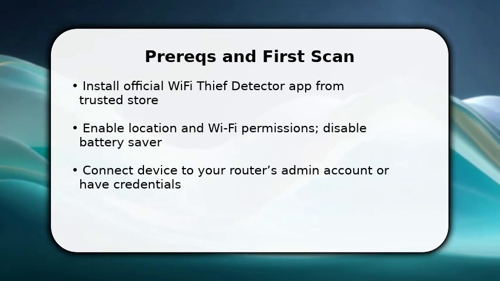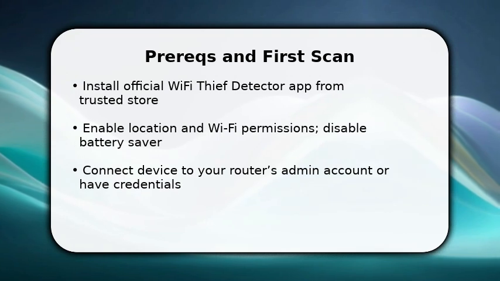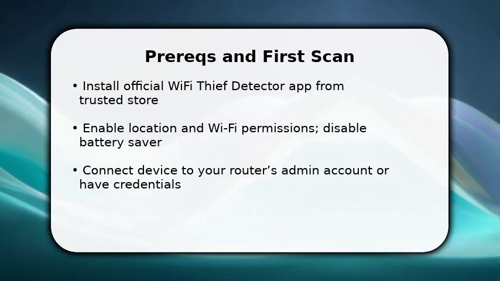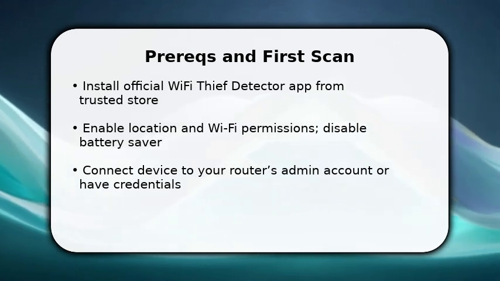Make sure to label your own devices now so the app doesn't flag them later. You're doing this to set a clean baseline. Without it, the detector can't reliably tell new or unknown devices apart.